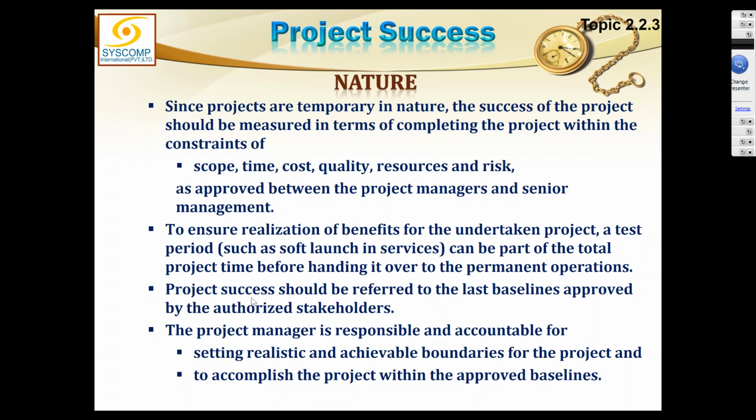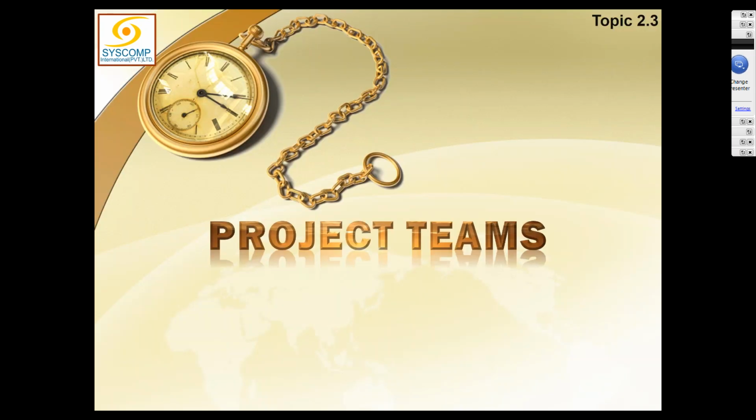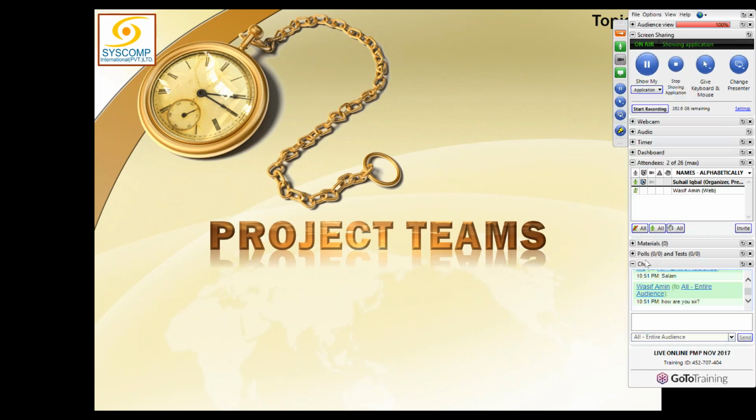So that much is your responsibility, but naturally, as I said, benefit realization is not part of the project manager's job. Project success is something which is associated with the benefit realization. So project success should be referred to the last baselines approved by the authorized stakeholders. The project manager is responsible and accountable for setting realistic and achievable boundaries for the project and to accomplish the project within the approved baselines. Right. Any questions so far?